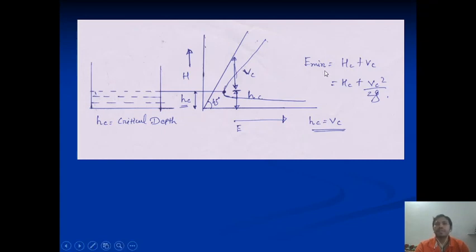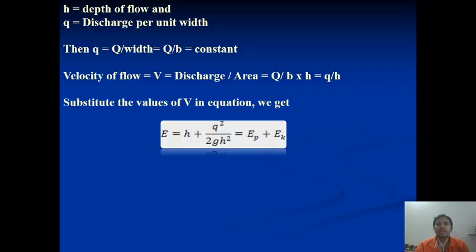And this specific energy we can find with the help of the critical depth in addition to the critical velocity head. So Hc plus Vc square by 2G, where you observe that the depth head is equal to the velocity head. So these are the basic concepts to derive the specific energy curve.